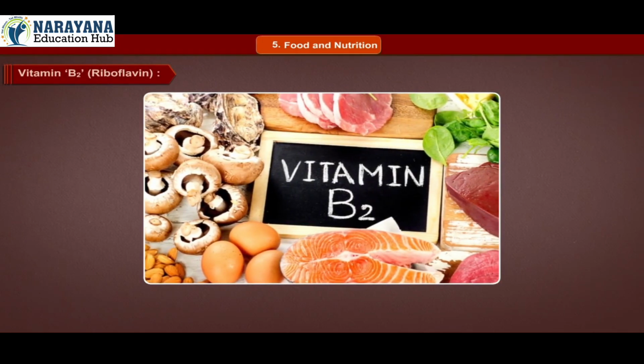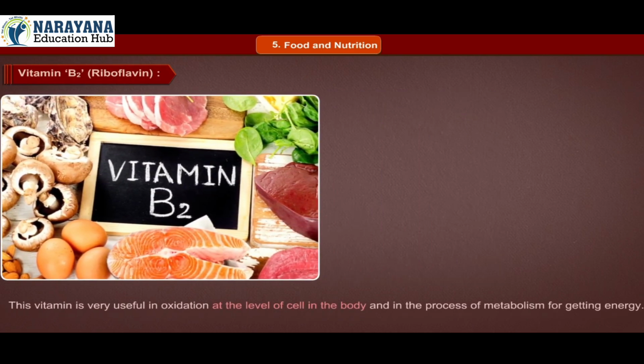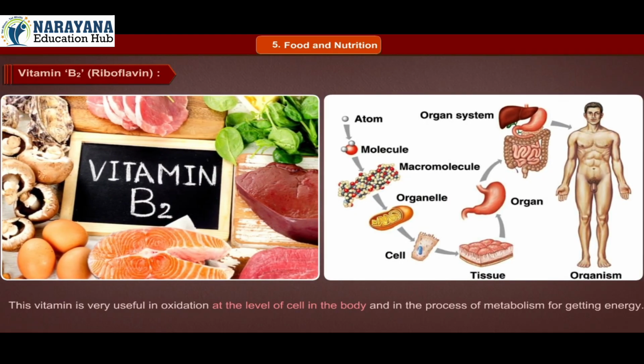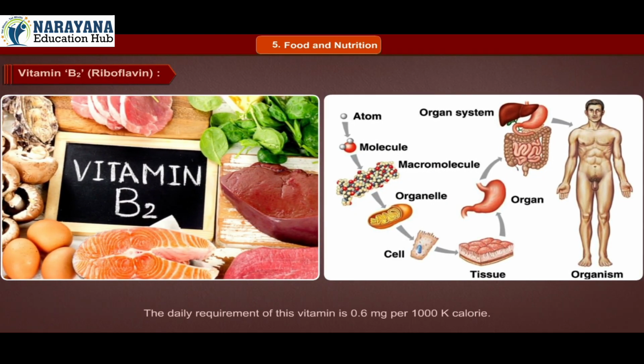Vitamin B2, that is riboflavin. This vitamin is very useful in oxidation at the level of the cell in the body and in the process of metabolism for getting energy. The daily requirement of this vitamin is 0.6 mg per 1000 kilocalorie.